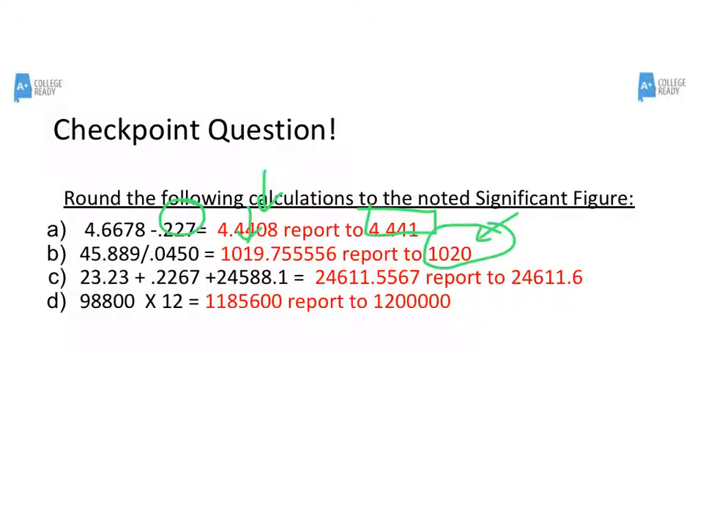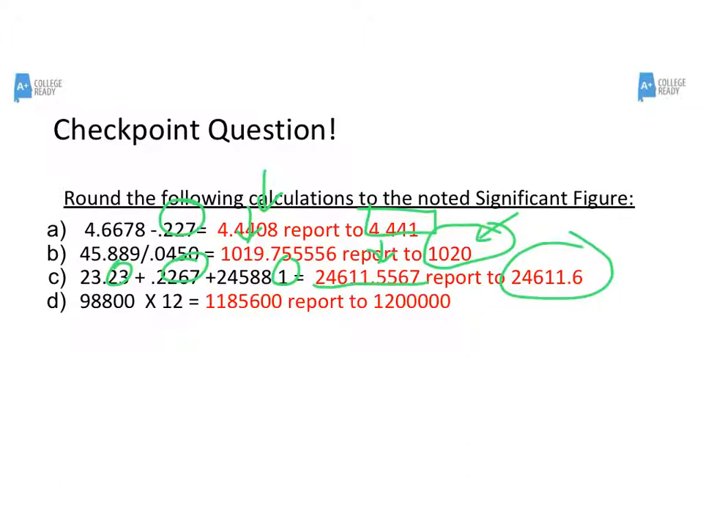Number 3, I'm adding again, so I'm going to look at the number of digits past the decimal. This one has 1 digit past the decimal, this one has 4, this one has 2. So my answer should be reported out to 1 place past the decimal. This is what the calculator gave me. Here is my 1 place past the decimal. The 5 behind it rounds that 5 up, so that here is the answer I should report out.